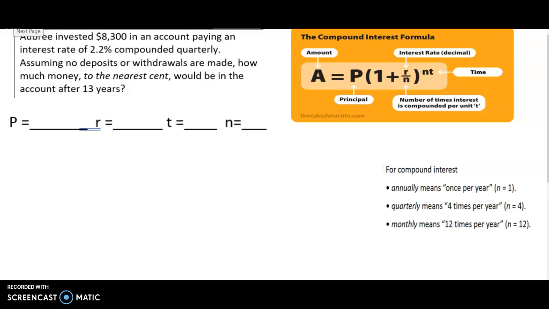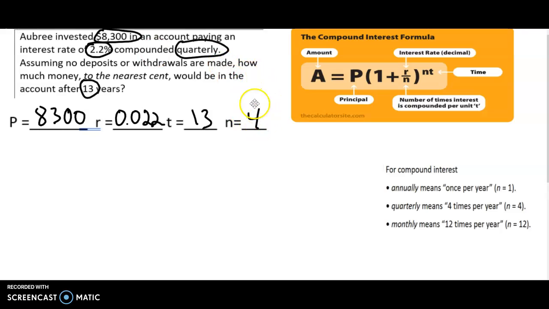So the principal here is 8,300. That's what we begin with. The account is paying an interest rate of 2.2%, so we'll change that to a decimal. That's going to be 0.022, compounded quarterly. I'm going to do the time next. After 13 years, so 13 years is here. And next is the number of times compounded, where since it's compounded quarterly, that means it's 4 times. Quarterly means 4, so you can put 4 for N.